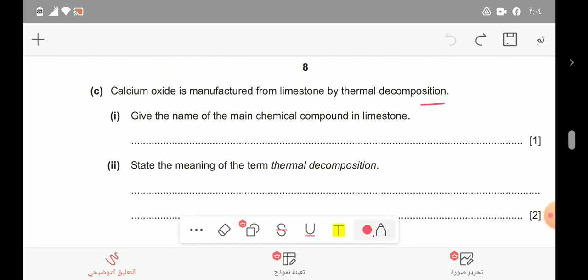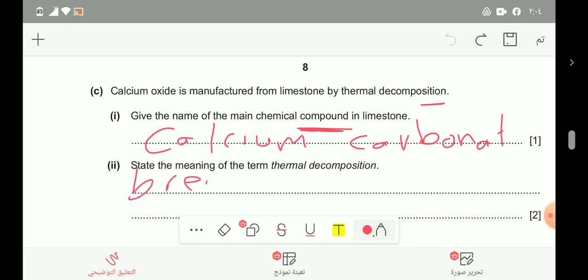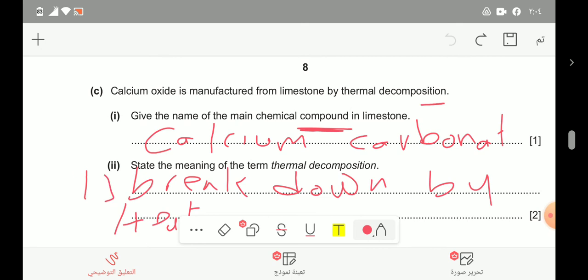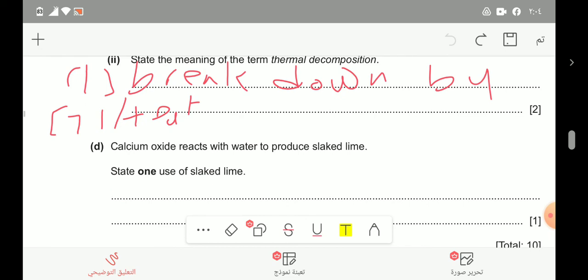Give the name of the main chemical compound in limestone. Limestone is calcium carbonate. You want the name: calcium carbonate. Limestone means calcium carbonate. State the meaning of the term thermal decomposition. Thermal decomposition: breakdown, that is 1 mark, by heat, 2 marks. We have here 1 mark, here another mark. A breakdown by heat, you have the 2 marks.